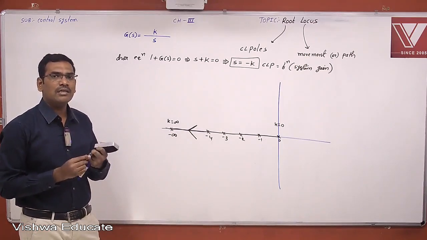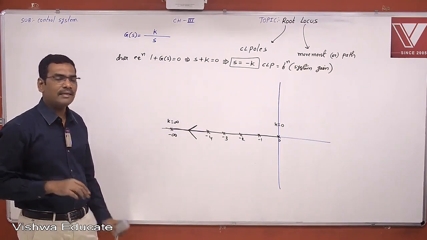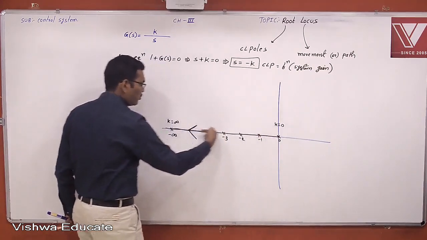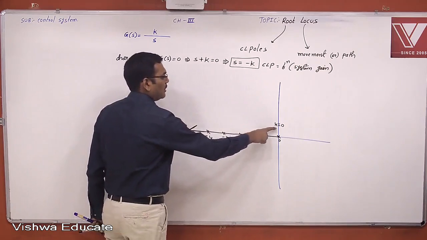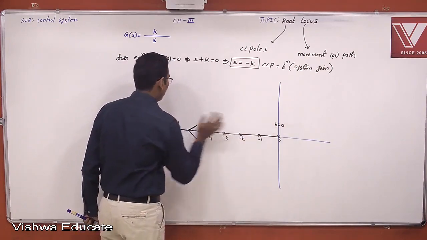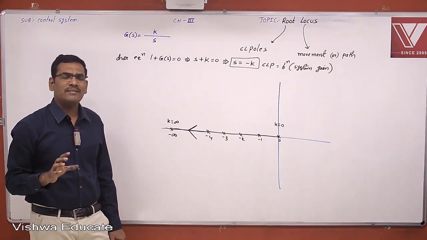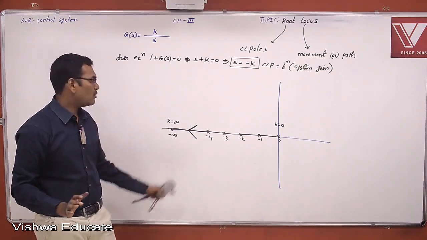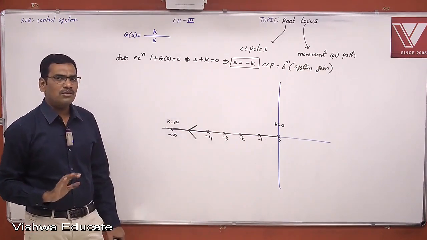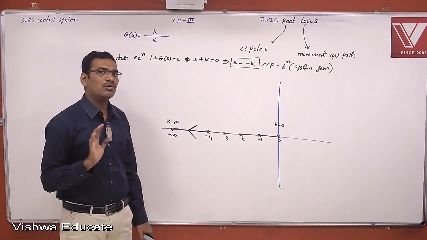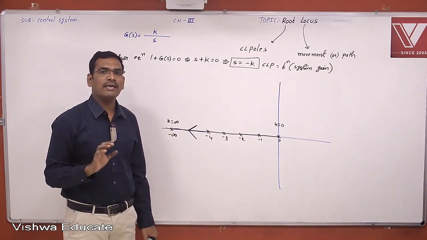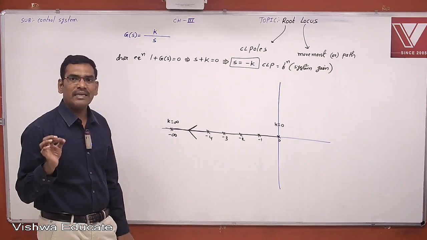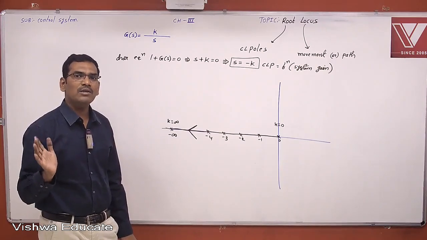That direction gives us two statements. One statement is that in this particular direction the closed loop poles are moving, and in this direction the system gain K is changing from 0 to infinity. Understand or not? When the system gain K changes from 0 to infinity, the closed loop poles move. That movement is the root locus. So what is the definition of root locus? The root locus is the movement of the closed loop poles when the system gain K is varied from 0 to infinity.